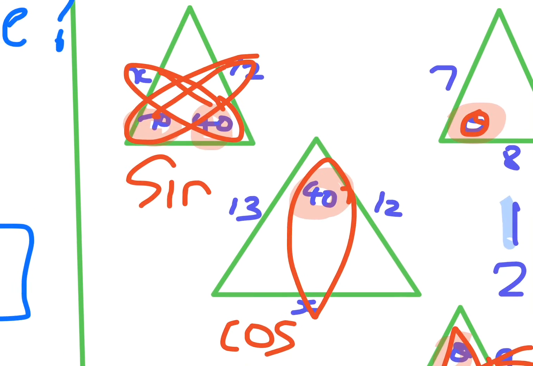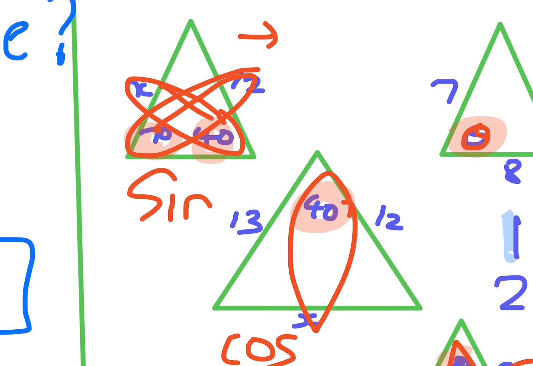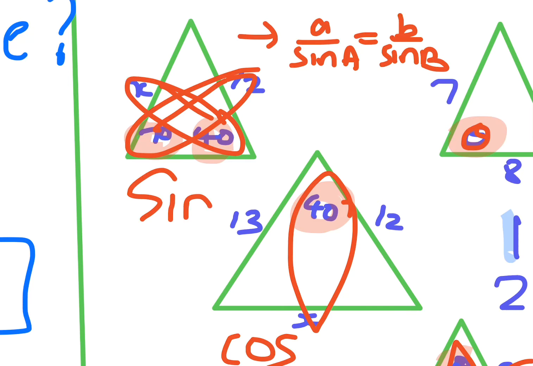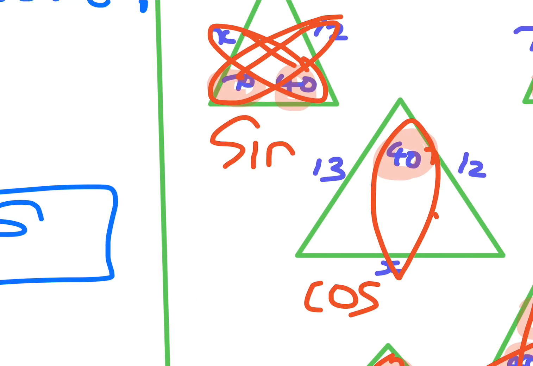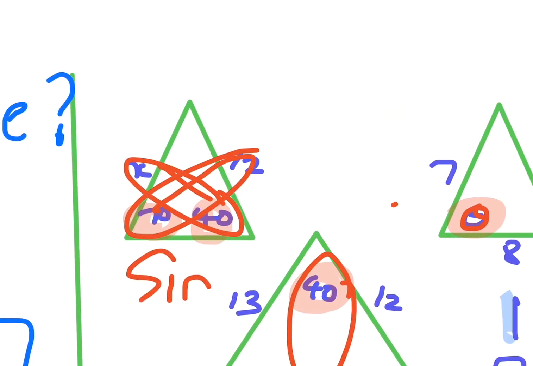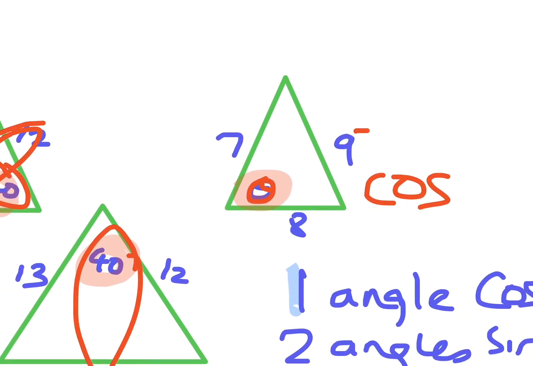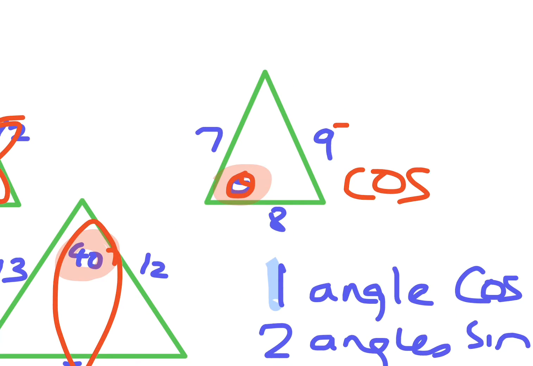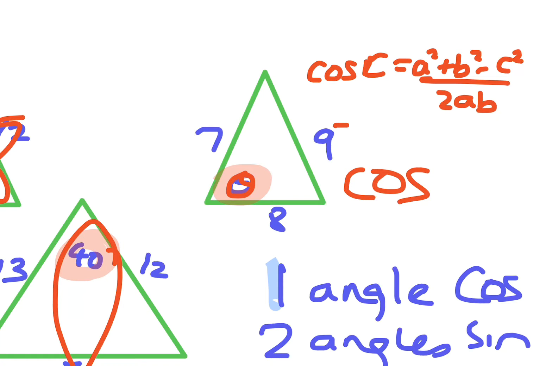Further on that, the first one there is finding a side. So sine A on A equals sine B on B. It's finding a side, so you put the side on top. This one here is the cos rule. So it's finding an angle. Finding an angle for cos is cos C equals A squared plus B squared minus C squared over 2AB.